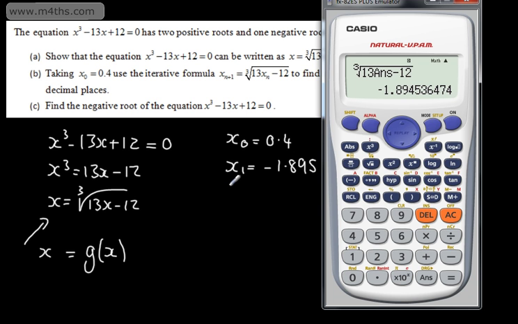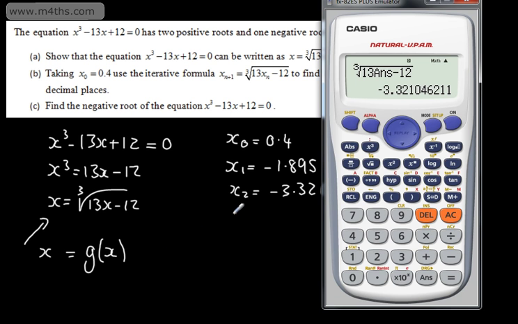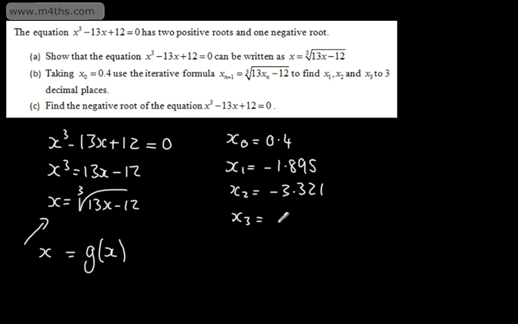Now we need x2. So all I have to do, remember, what this is going to do is take this number in here and give us our next approximation. Negative 3.321. So x2 is equal to negative 3.321. Let's just check that. There we go. And then we'll do the next one, x3.